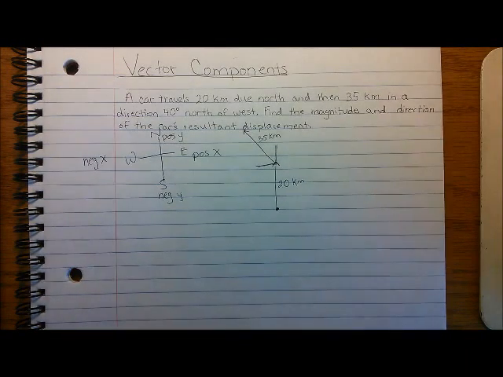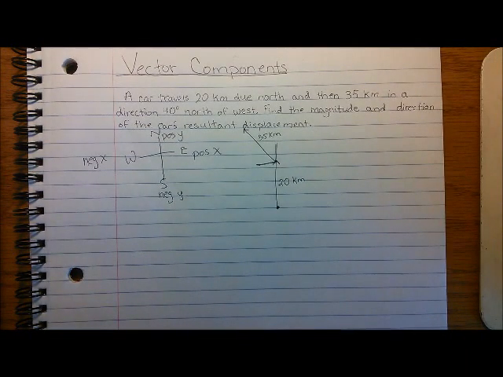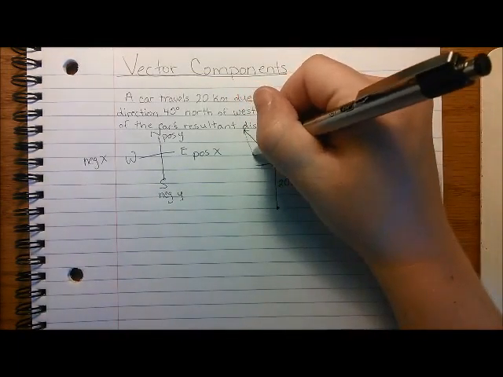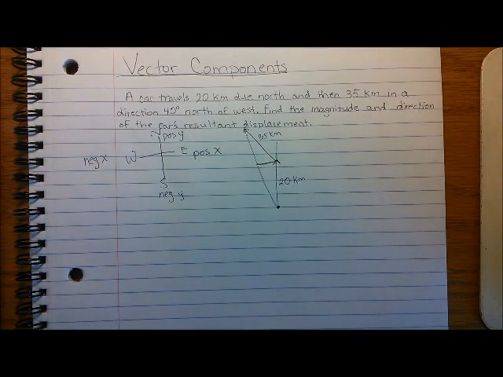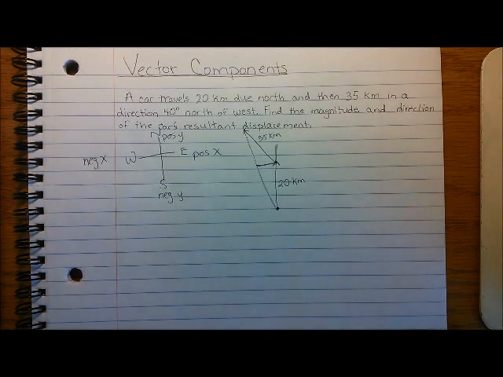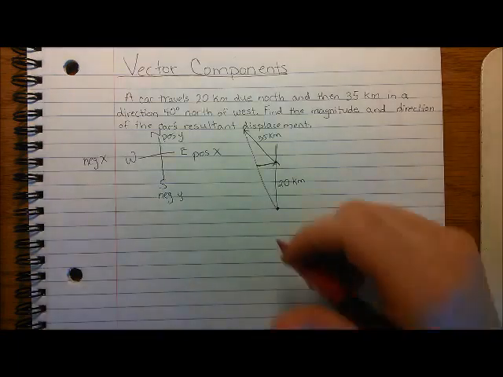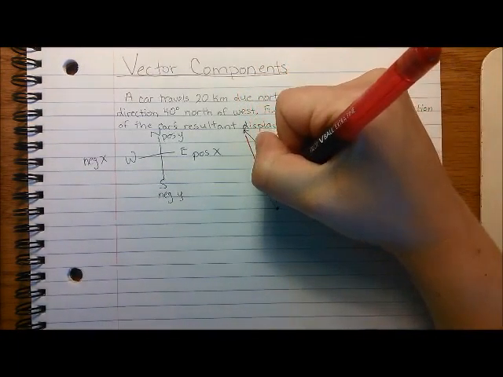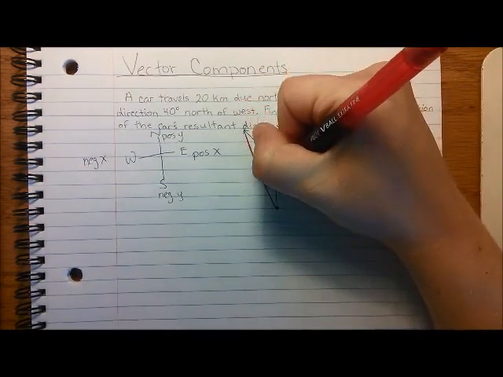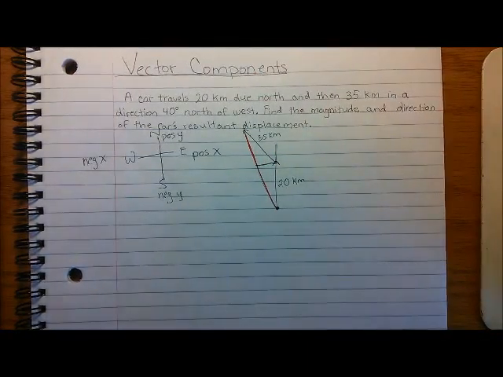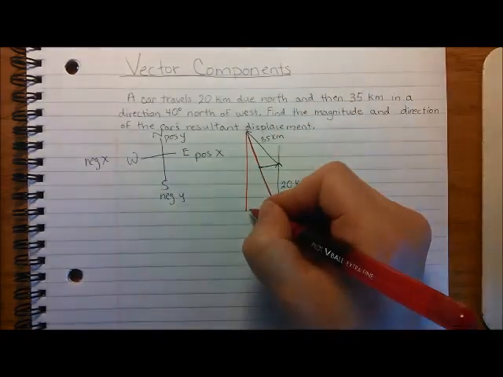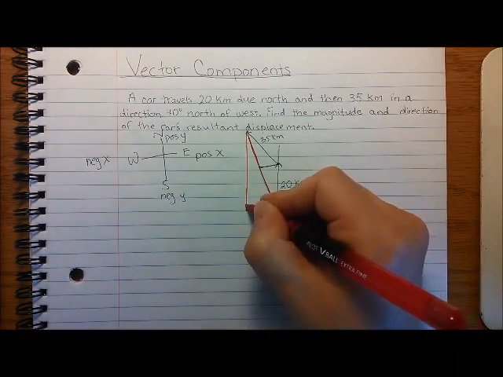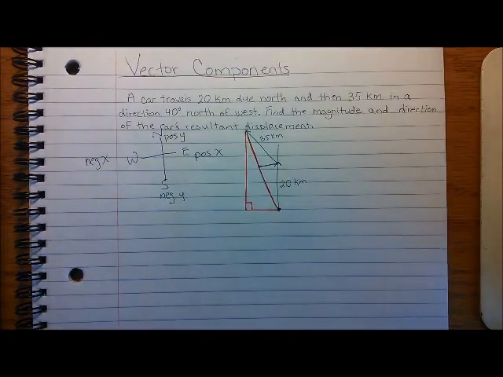Now, you see right away why we can't use Pythagoras. It's because this triangle is not a right triangle. However, you may notice, and this red line that I'm drawing here is the vector we're trying to find, the displacement. You may notice that this red triangle that I'm drawing is a right triangle.